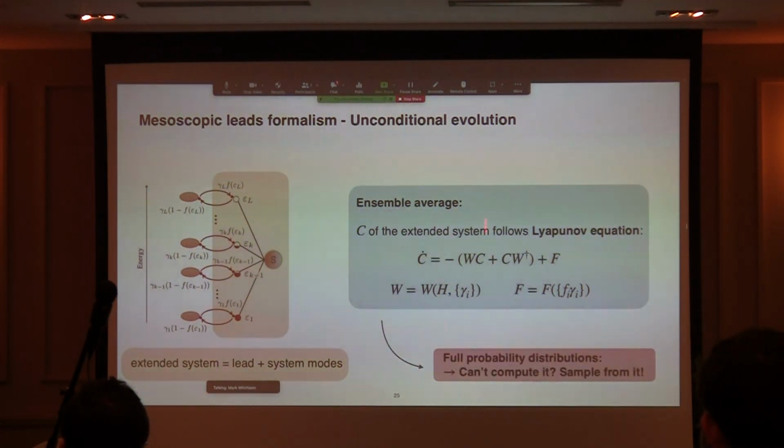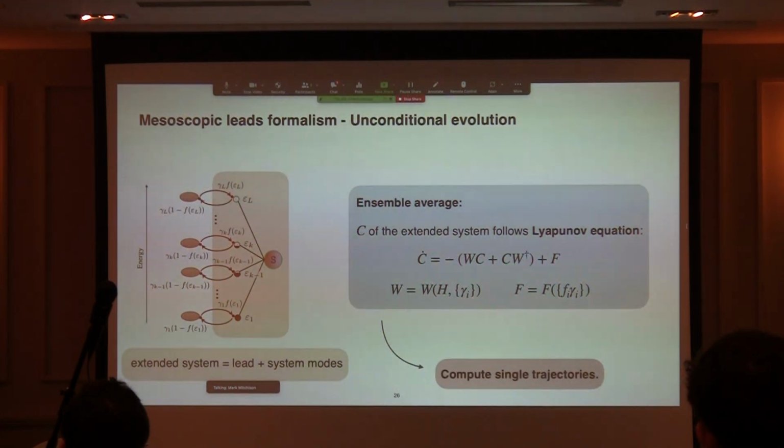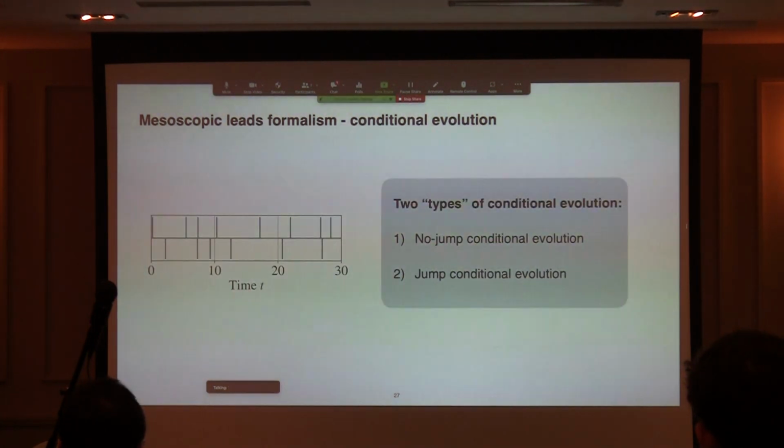But I said that we want to go beyond the ensemble average and want to know about the full distribution. If we can't compute it, then one way to go about it is to sample from it. So we have to be able to compute single trajectories. Now there are two things that we need to know in order to construct trajectories. We need to know how the system evolves in between jumps. This is called the no-jump conditional evolution. And then we need to know how to update our state given the knowledge that a jump has occurred at a certain time, or at certain times.